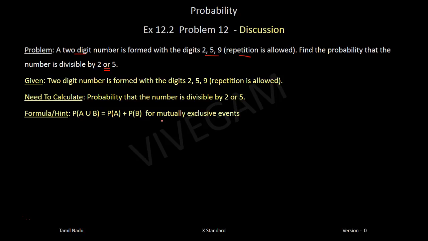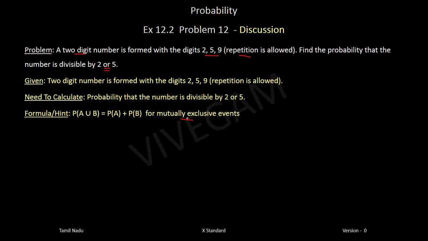The same formula: probability of A union B equals probability of A plus probability of B. But are you sure that it is mutually exclusive? Because a number cannot be divisible by both 2 and 5. Am I right? If we say divisible by 2 and 4, they are not mutually exclusive, as there are numbers divisible by both 2 and 4. But here, for 2 and 5, no number will be there with these digits. So that is what mutually exclusive means.